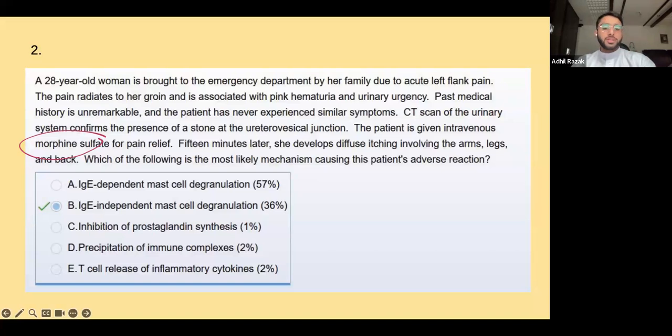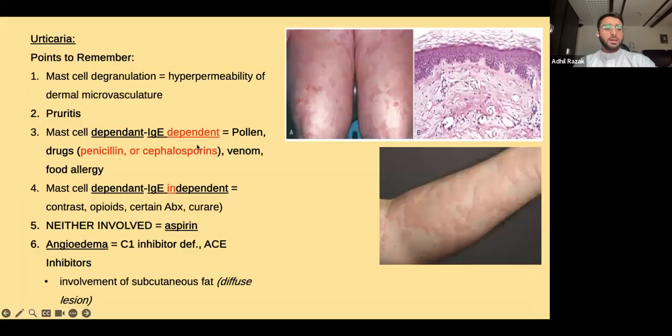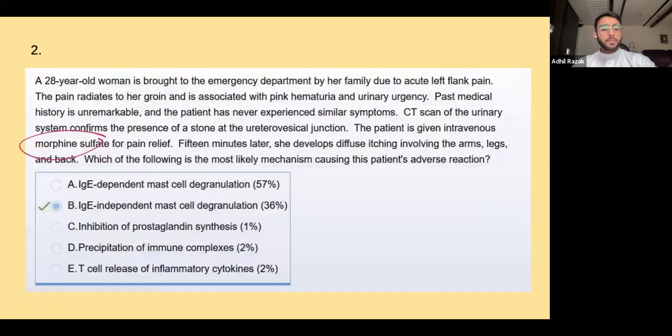Anyways, it's IgE independent mast cell degranulation. As you can see, this is a UWorld question, and a lot of people got this wrong. Most people picked the wrong answer. So if you got this right, good for you. You're special, I guess, to some extent. So this patient took morphine and developed urticaria, which is diffuse itching around the arms, legs, and back. So this is IgE independent mast cell degranulation, as discussed earlier, including opioids, which include morphine.